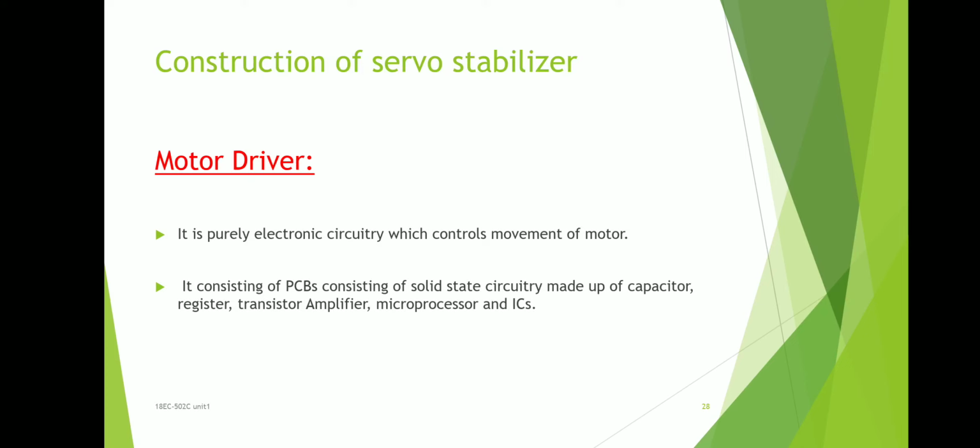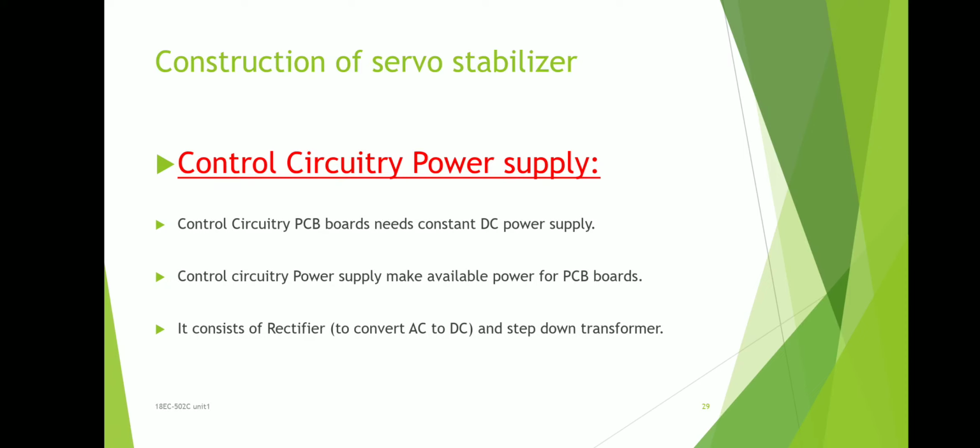This is the control circuit of the power supply. The PCB board needs a constant DC power supply. Control circuitry PCB boards are needed, which means available power for PCB boards. It consists of rectifiers also, to convert AC to DC, and a step down transformer.